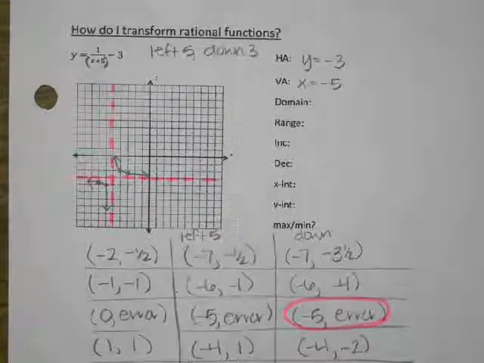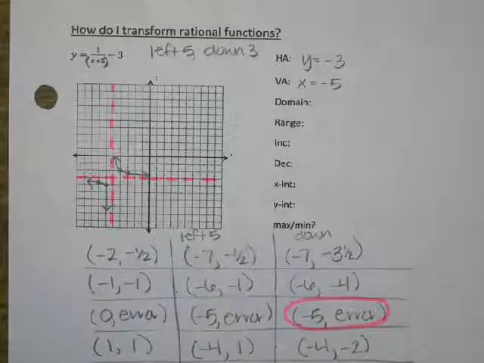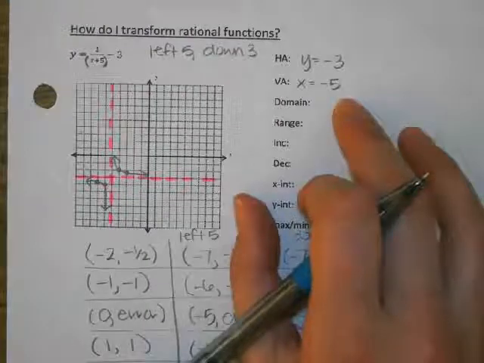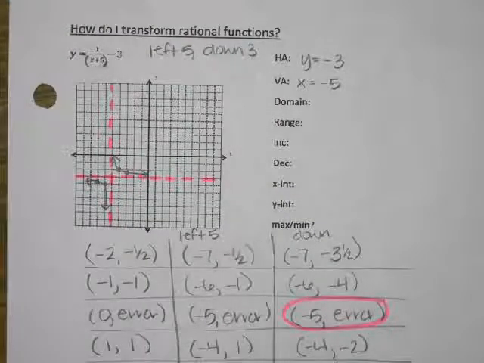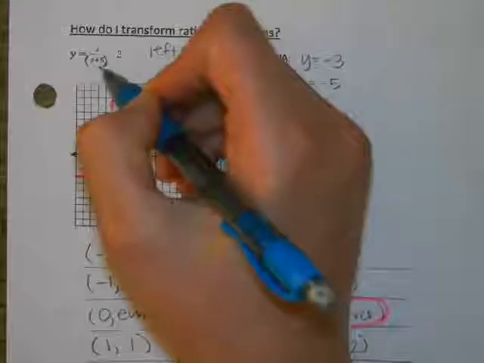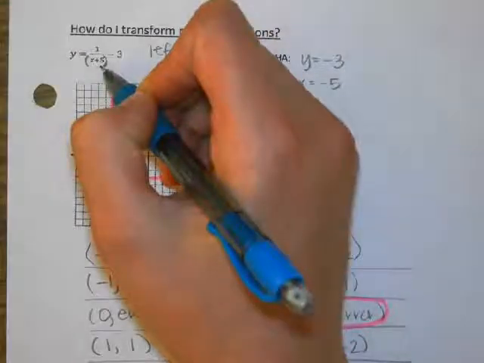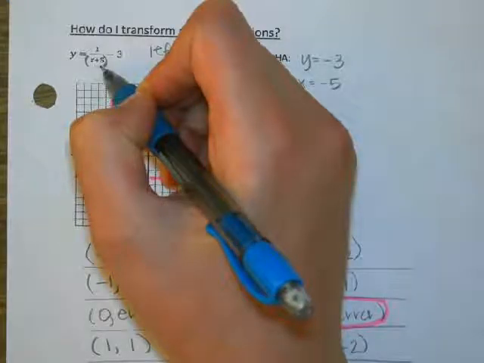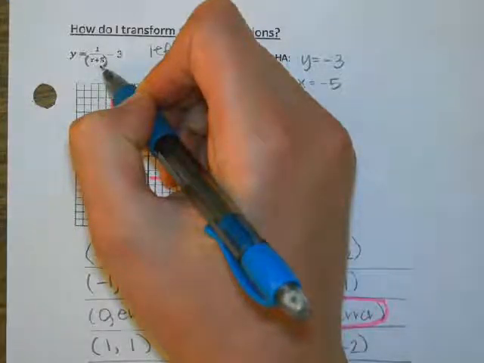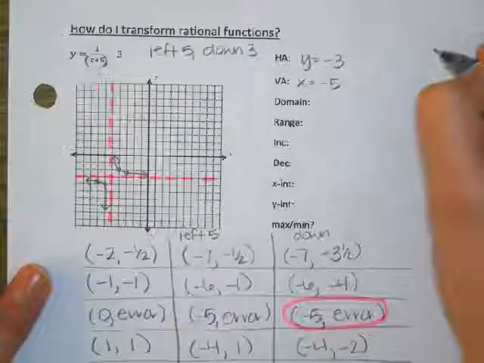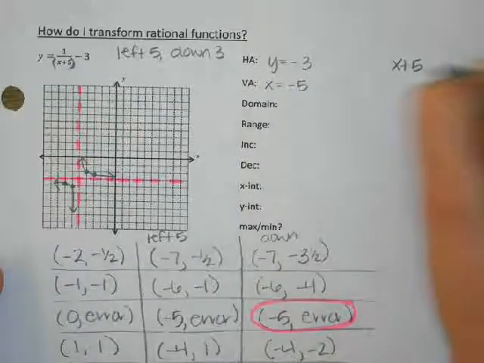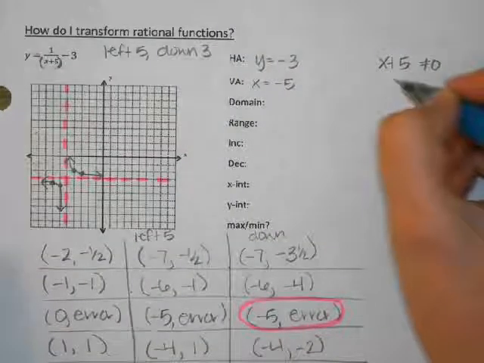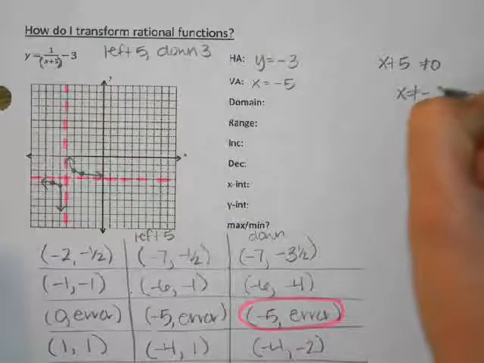So the domain says what x values are you allowed to use? And I'm allowed to use all of the x values except for one of them. -5. So if you guys remember from last unit, how did we find excluded values when we were dealing with operations? We took the bottom. Yeah, so we would have said the bottom, the denominator, x plus 5 cannot equal 0. And then we minus the 5 over, we say x cannot equal -5.